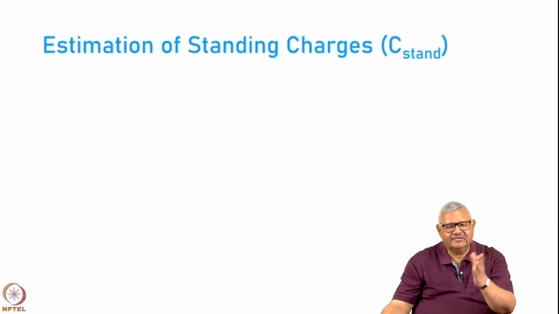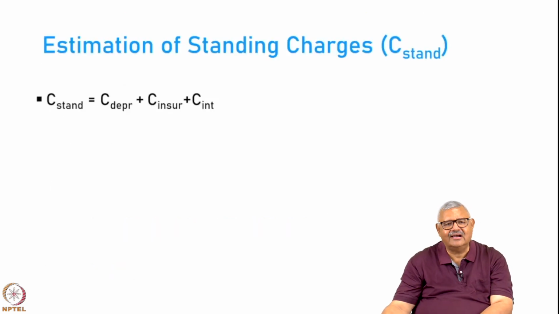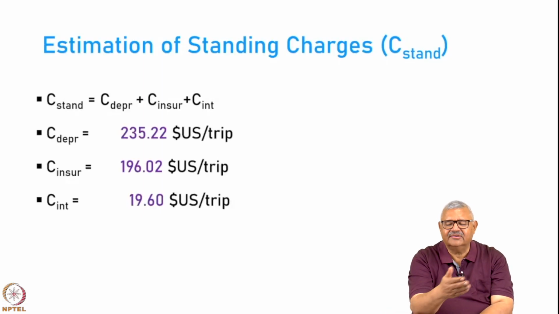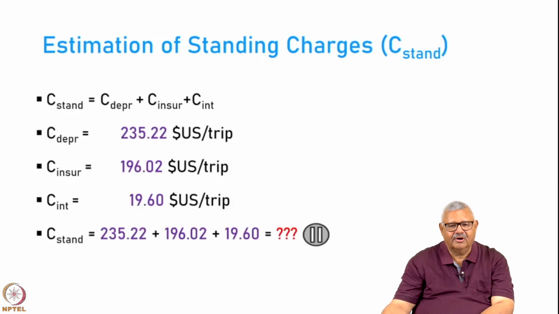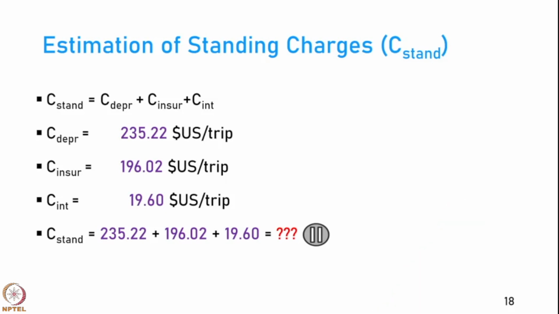Therefore, if we just add these three charges, you will get the standing charges: depreciation plus interest plus insurance. And these three numbers have already been obtained by us in the previous few slides. So, now what remains is just an addition. So, here I would like you to take a pause and calculate the standing charges. It comes out to be $450.84 US per trip. So, with this we have now come to the stage where we can estimate the standing charges.